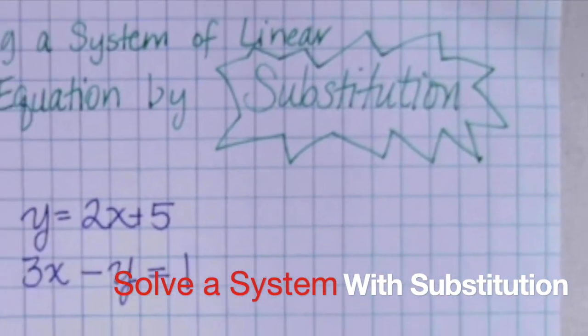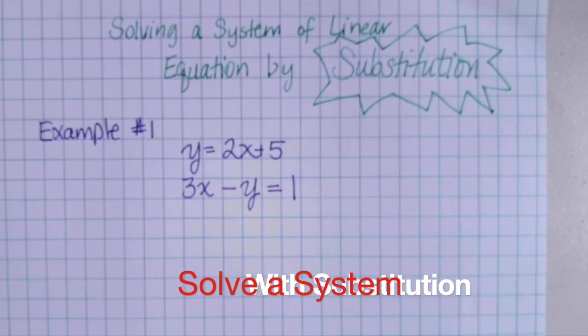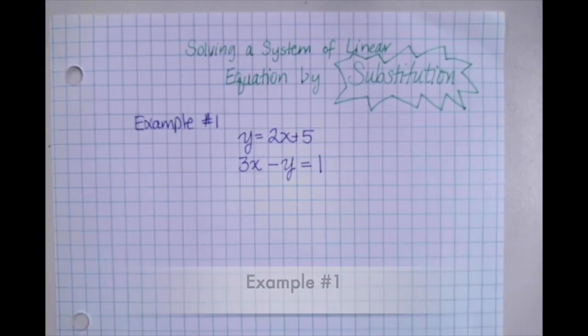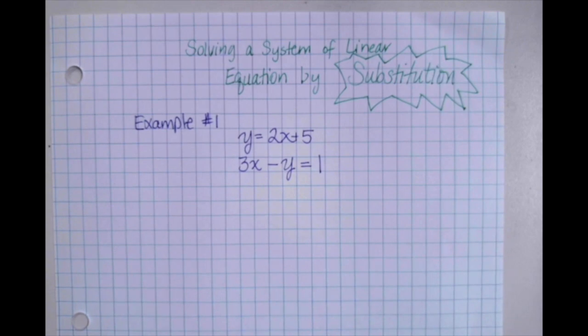Hi, we're going to be solving a system of linear equations by substitution. So we have example number one. I'm going to be giving you three examples, but here's the first one. Y equals 2x plus 5.